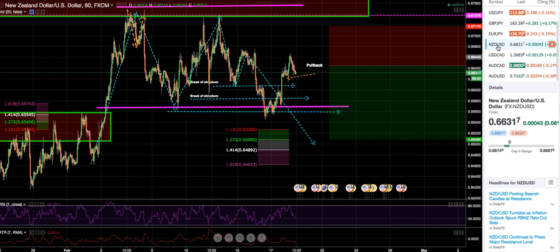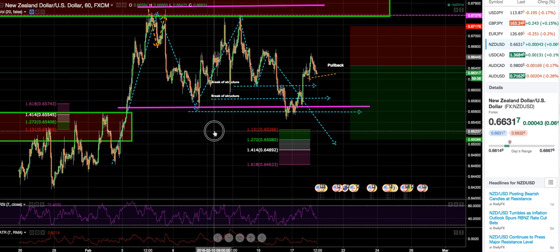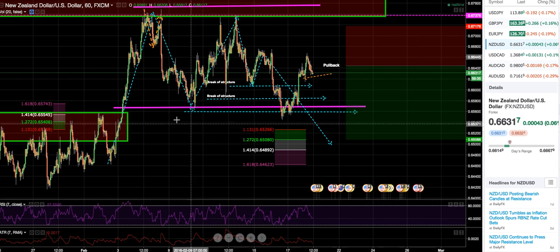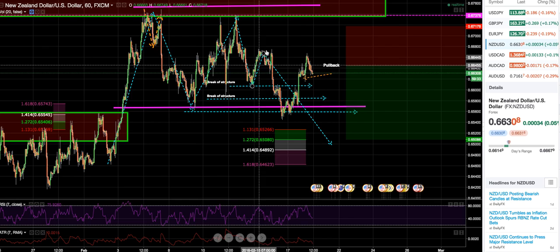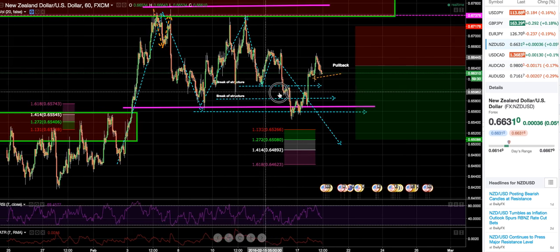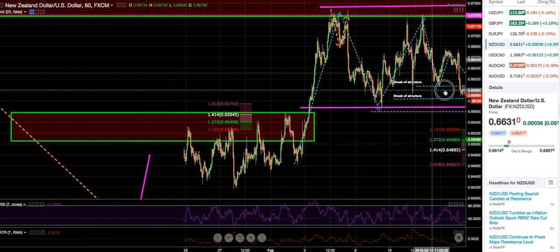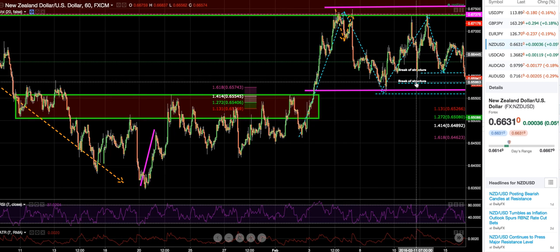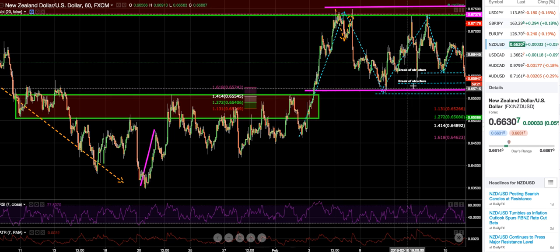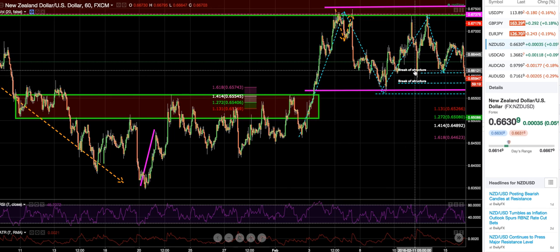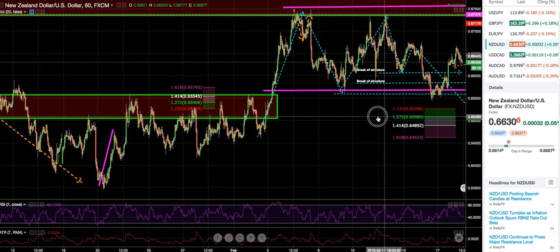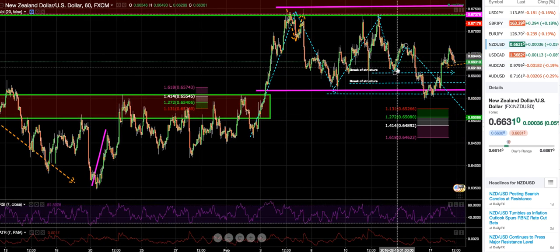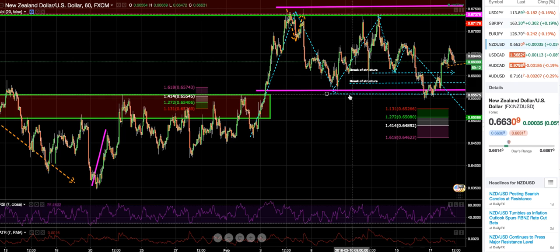A quick one. Yes, the New Zealand dollar, US dollar, right? So this is the drawing from last week. Can you see it? I talked about if we would break this point, I would like to see a break of this point and a break of this point. Break here, right? Break of structure, break of structure. We broke this point, we broke this point, we broke this point, we broke this point right here.